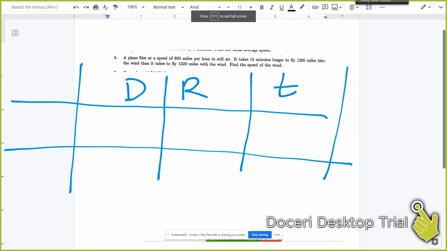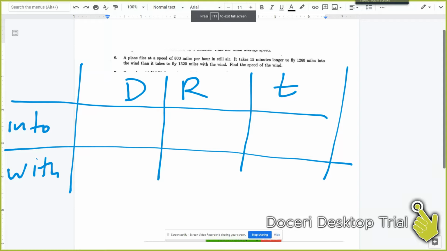So it says it's flying 800 miles an hour in still air. It takes 15 minutes longer to fly 1,260 miles into the wind than it takes to fly 1,320 miles with the wind. So the 2 things we're going to relate here are flying into the wind versus flying with the wind. So into the wind, you're going to be going slower. With the wind, it'll be faster.